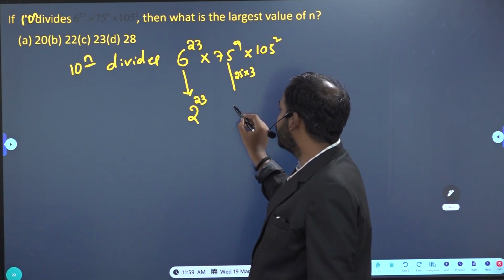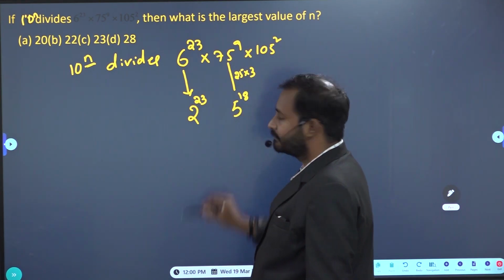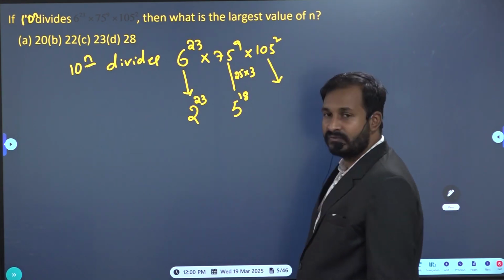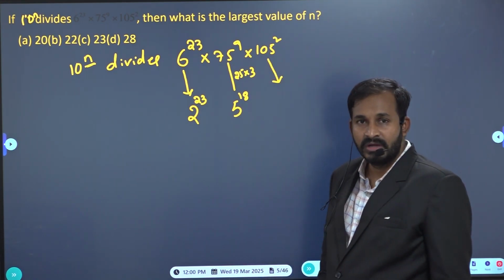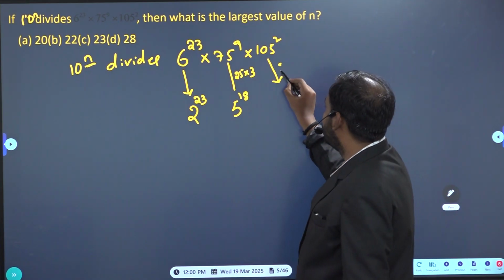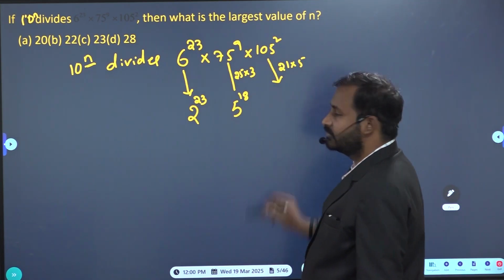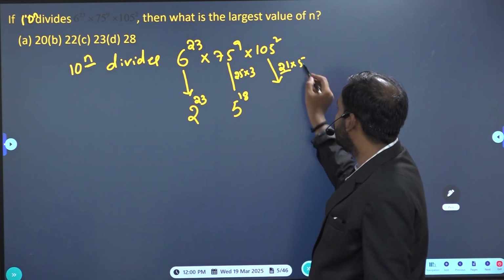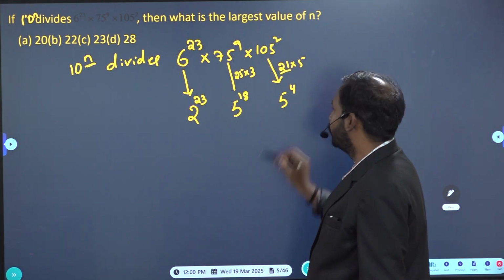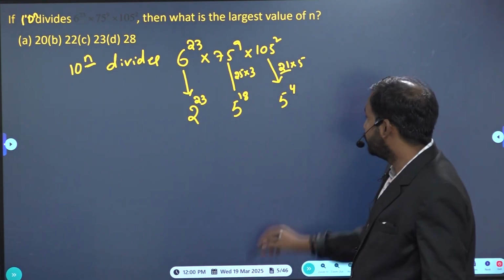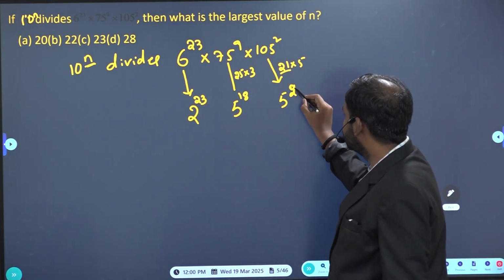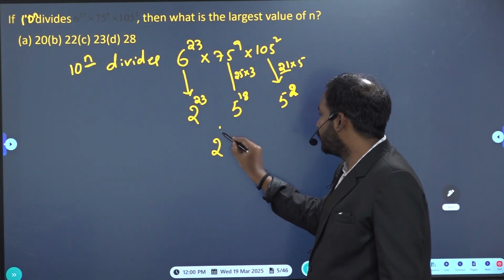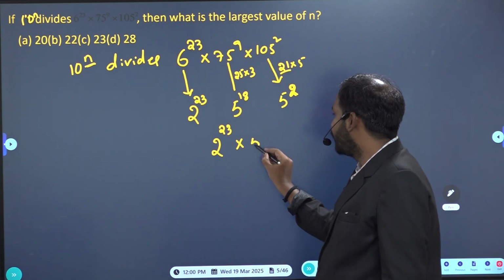25 into 3 means 5 square, whole to the power of 9 means 5 to the power of 18. Next, 105 square means what? In 105 how many 5s do I have? I can write 105 as 21 into 5. 21 means 7 into 3 into 5. So I will not bother about this 21, I only concentrate on this one. 5 to the power of 2, so 2 power 23 into 5 power 20.